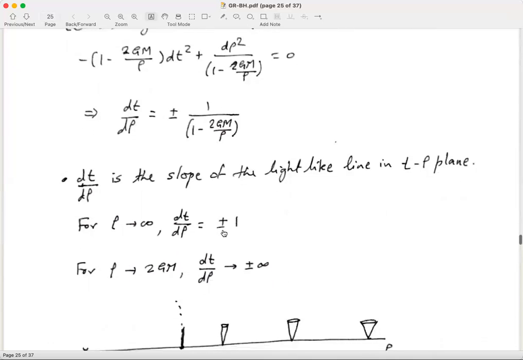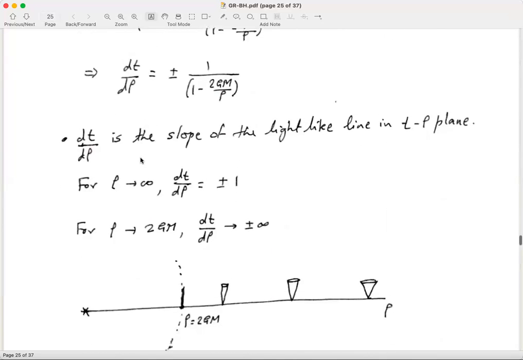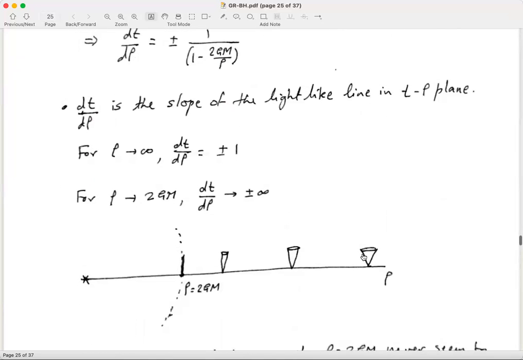So if you want to draw light cones based on the value of dt by d rho, you will find the light cones would look something like this. Very far away, for large rho, the light cone is actually a 45-degree cone. But as you look at finite values of rho, this angle starts shrinking, and it keeps shrinking until you hit rho equal to 2GM, at which the two light cones actually just merge into a single light line.